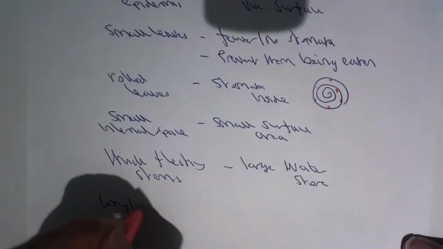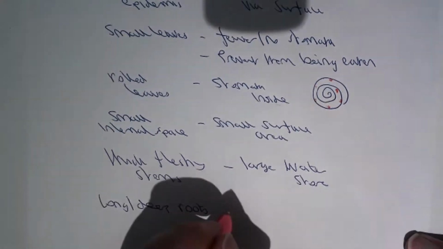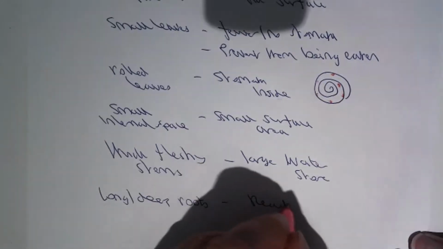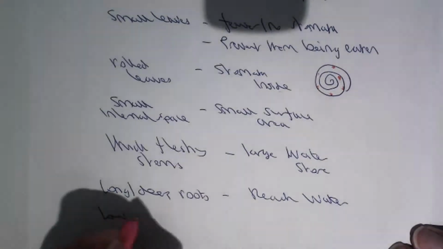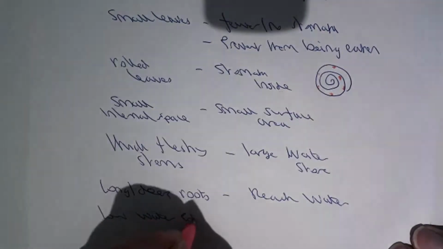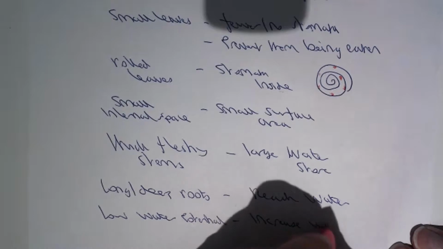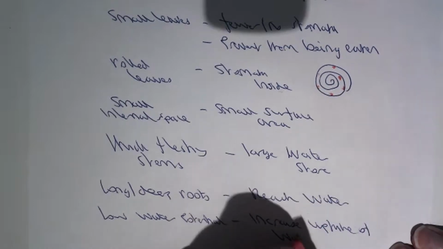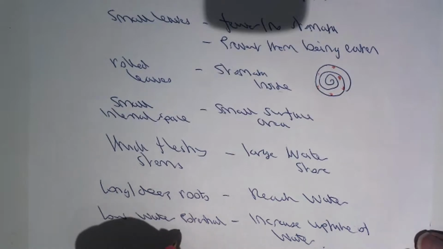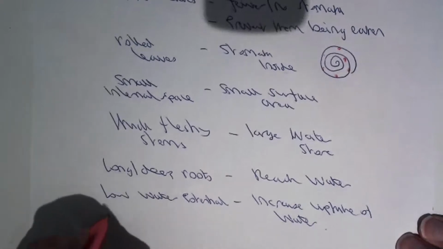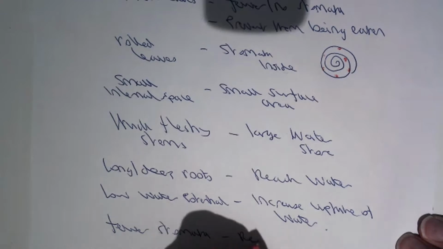They've got long and deep roots, so therefore they can reach water. The roots have got a low water potential. So that increases the uptake of water. Water will move from a high water potential to a low water potential. They have fewer stomata, so that's going to reduce water loss.